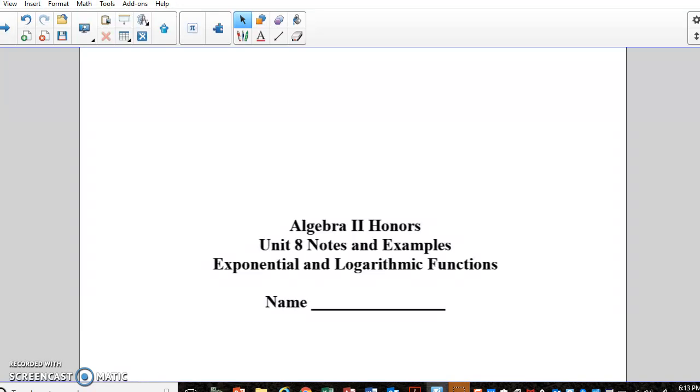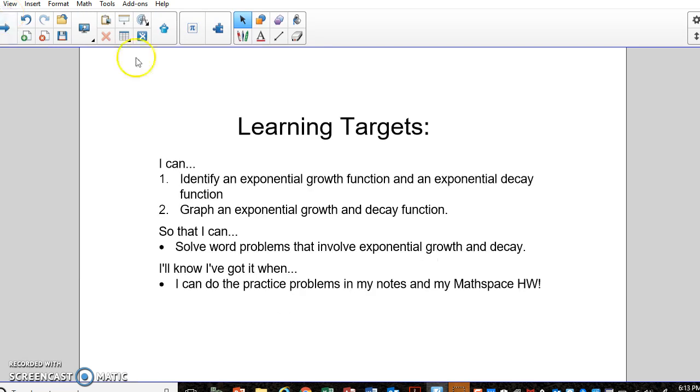This begins our Unit 8 notes on exponential and logarithmic functions. So we are in day 1 of this unit, and here are our learning targets.